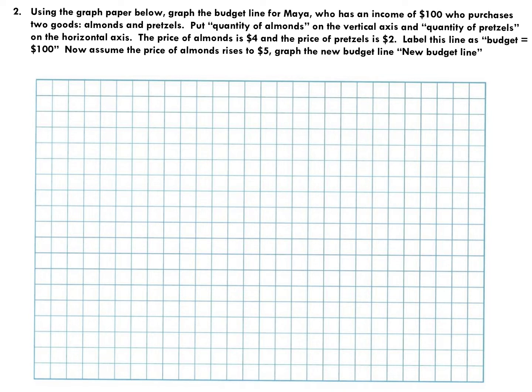Key pieces of information are that Maya has $100 and almonds are priced at $4 and pretzels are priced at $2. And then something changes, and although her income stays the same, the price of almonds rises to $5. Nothing happens to the price of pretzels. So a good question to ask is, where do you start? And the answer is, it's good to start at the beginning. So where is the beginning?